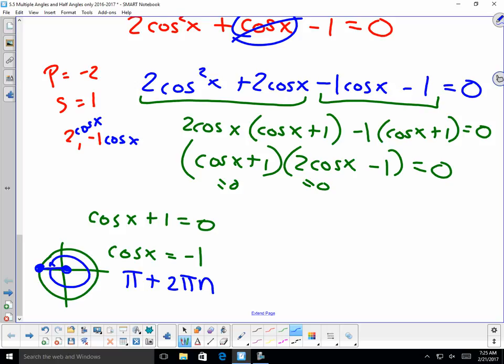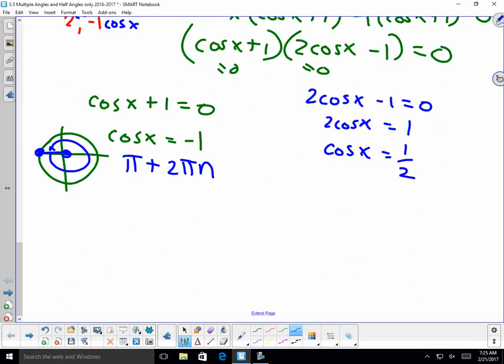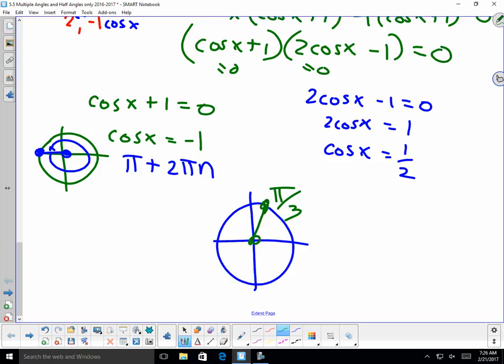And over here, if I set this one equal to 0, I get 2 cosine x minus 1 equals 0. That's 2 cosine x equals 1. And then divide by 2, and I get cosine x equaling 1/2. All right, and so at this point, where is the cosine equal to 1/2? Well, on our unit circle, that would be here at pi over 3, and here at 5 pi over 3.